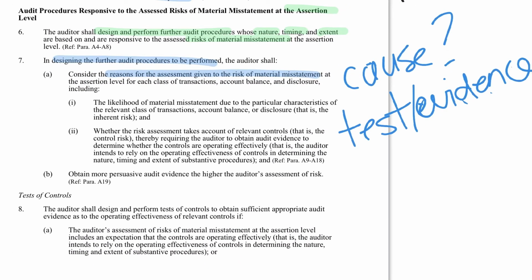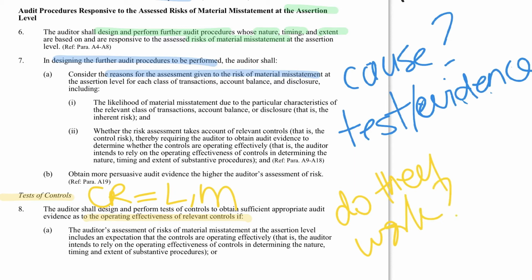Now, I mentioned earlier that the description talks about tests of controls, and if the company does have good internal controls, so this is a situation where control risk is low or medium, then what I need to do is test the operating effectiveness. So the real question when I'm doing operating effectiveness is I'm asking, do they work? Do the controls do what they're supposed to do to prevent or detect material misstatements?